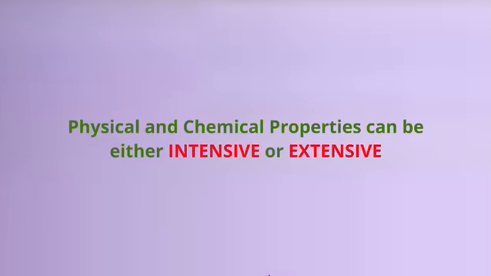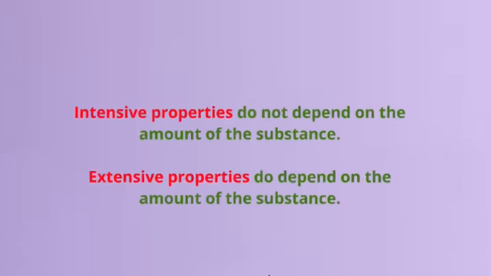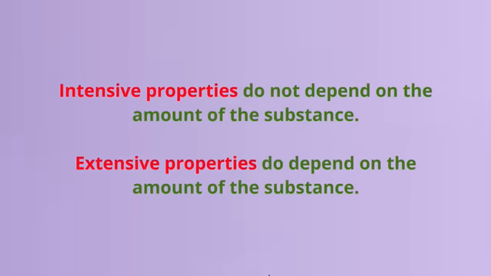Physical and chemical properties can be either intensive or extensive. Intensive properties do not depend on the amount of the substance, whereas extensive properties do. An intensive property would be density. Density does not depend on how much of the substance you have, whereas an extensive property, such as mass, does.